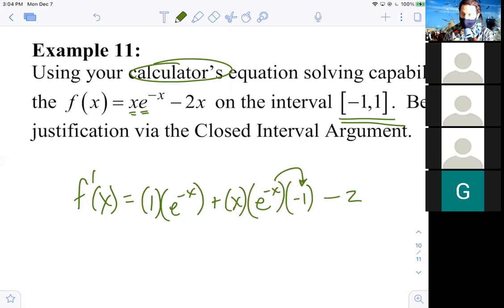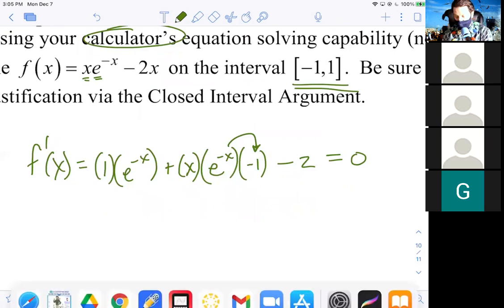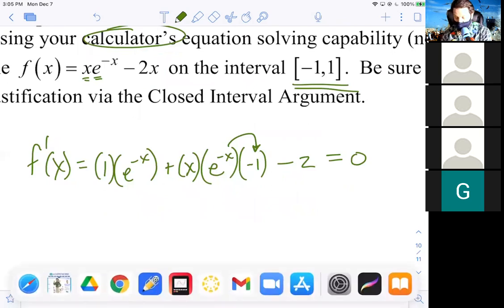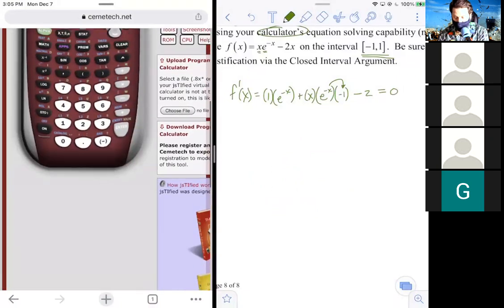Now the reason we need the calculator for this is because this one doesn't have a closed-end solution. We can't solve this one. Is this one ever undefined though? Will it be? If e to the x has a domain of all real numbers, so this one's never undefined. So we could go ahead and set it equal to 0 right there. Now here's where we're going to use the calculator's equation solving ability rather than its number crunching ability. So we'll come back up here.